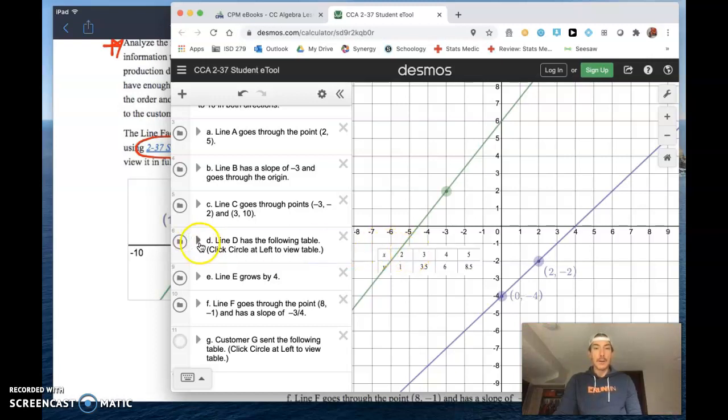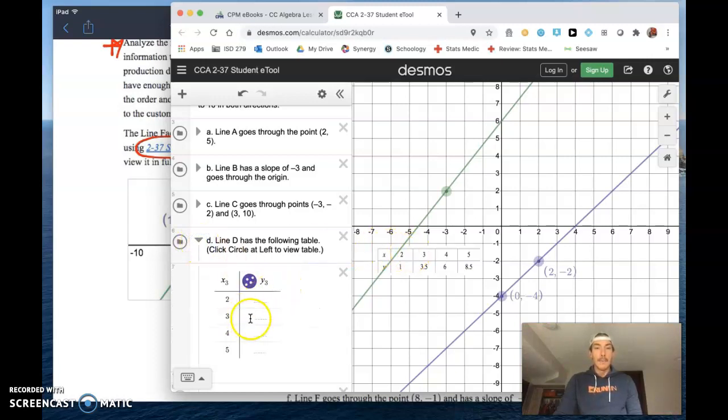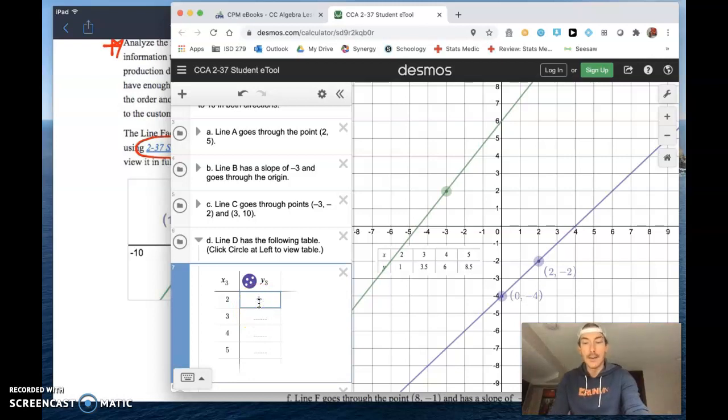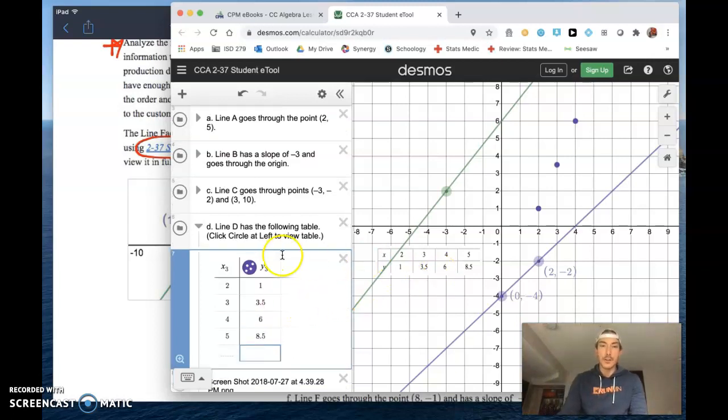And how do I make it show up? Well, if I pull this little arrow down, I can start to fill in the values. So 2, 1, 3, 3.5, 4, 6, and 5, 8.5. All right, so there we go. Now ask yourself this question. All these things showed up in purple. In order to make it a little easier, I'm going to change it to red.